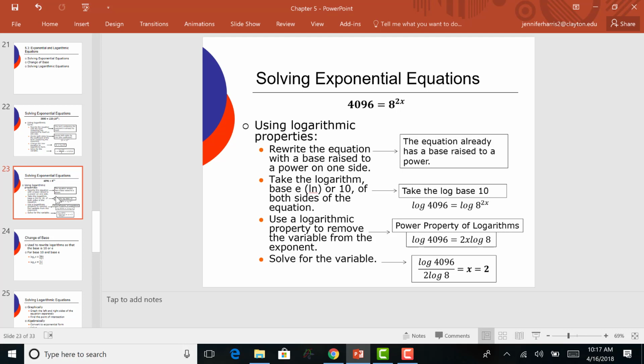4. Okay, so you get a 4. This should be a 4. 4 is equal to 2x. I don't need to divide. And now you just divide both sides by 2.